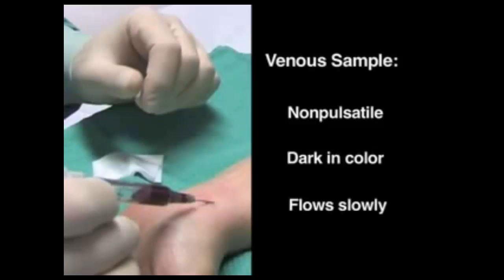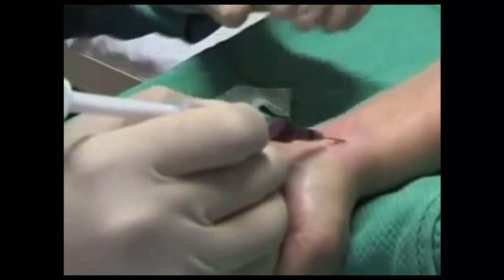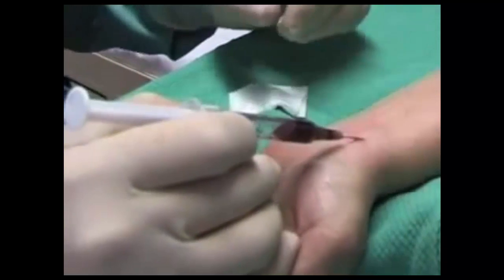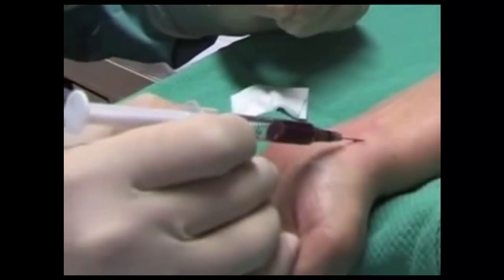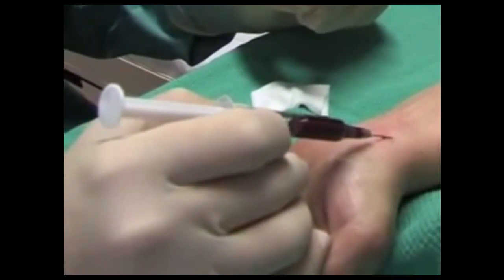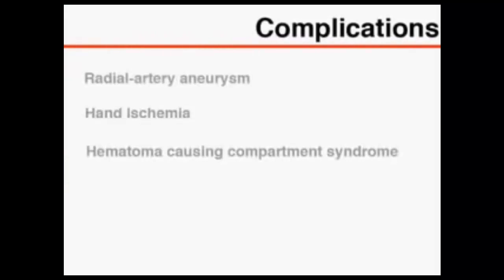It should be noted, however, that very deoxygenated blood in a patient with hypoxemia could also appear dark, even though it is arterial. Serious vascular complications of radial arterial puncture are rare and include radial arterial aneurysm, hand ischemia, and hematoma causing compartment syndrome.